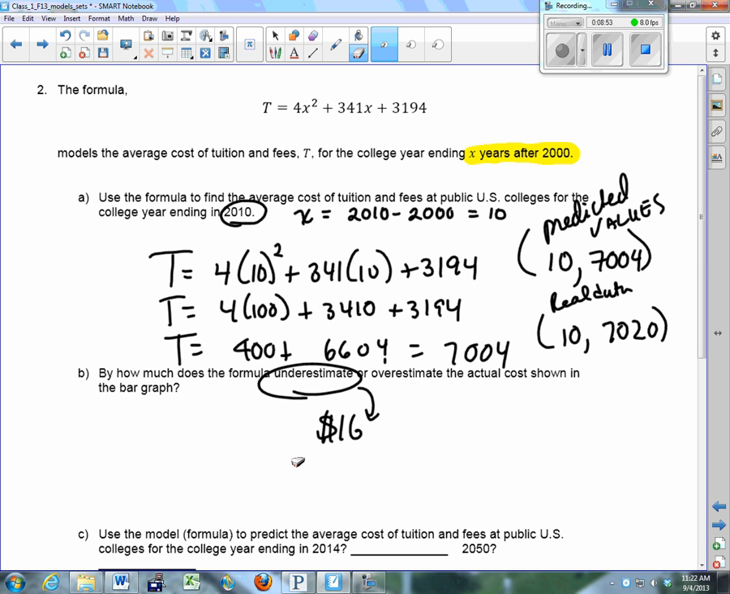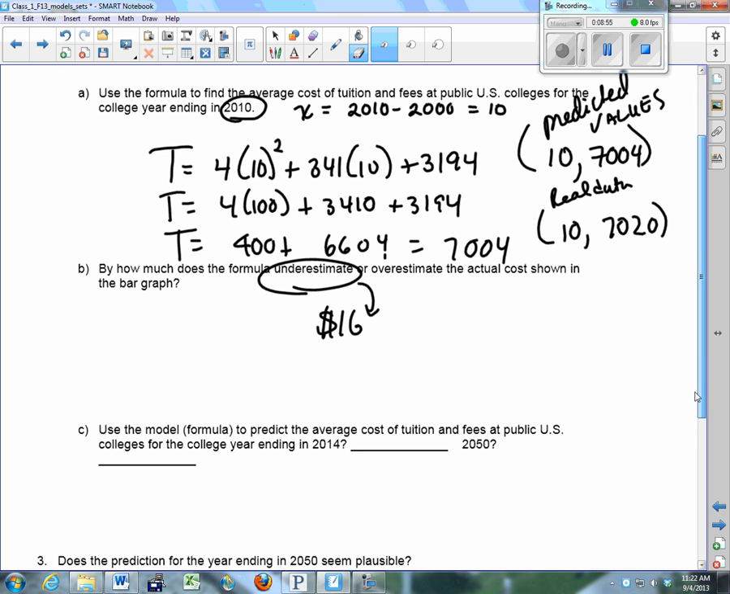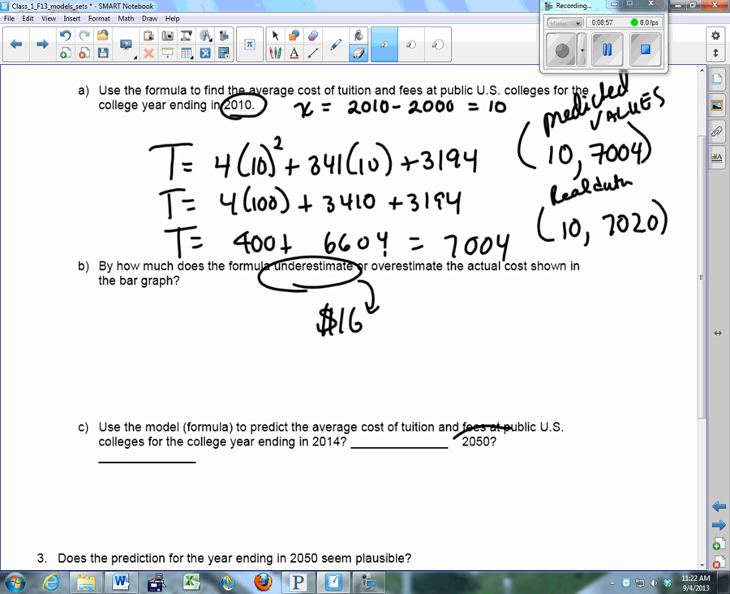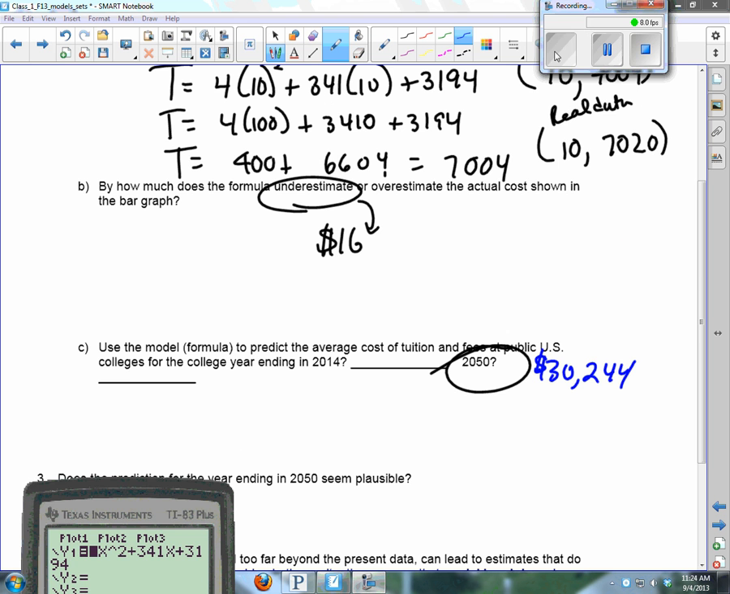Okay. All right, so let's just do one of these at your seats. Would you, at your seats, just figure out what the average cost of tuition and fees will be based on this model for the year 2050, and then check it with someone at your table to make sure you didn't make any little errors in your calculations. So see if the cost of tuition seems plausible.